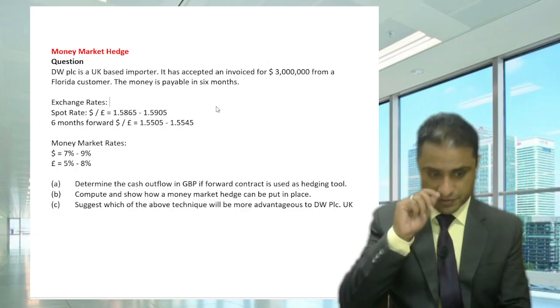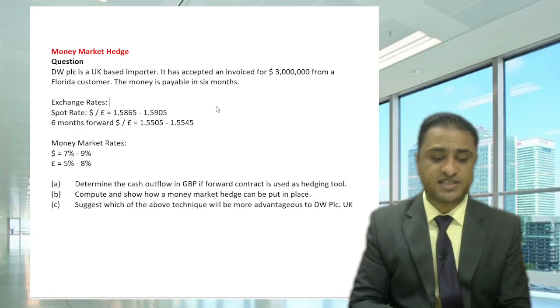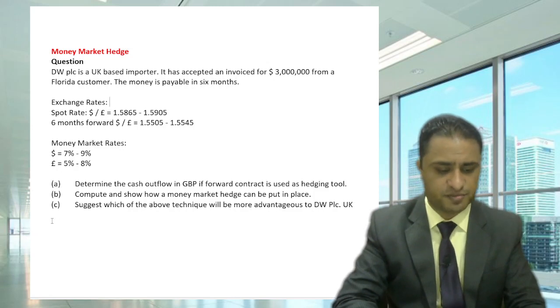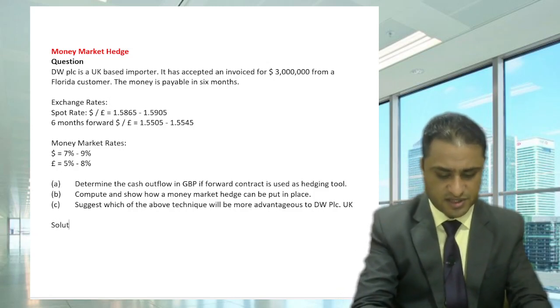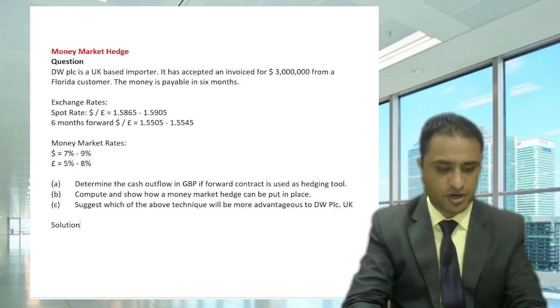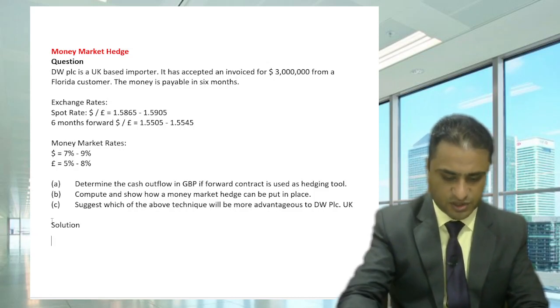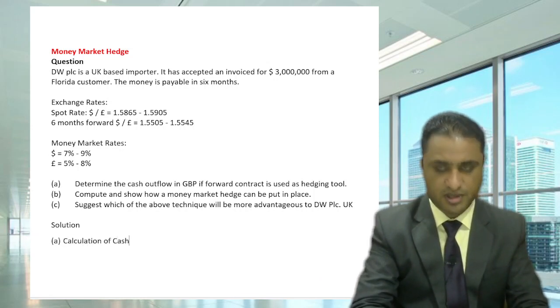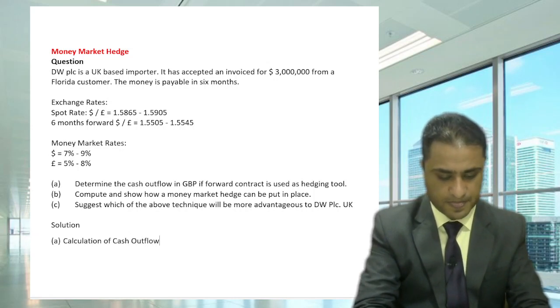Now, the first thing you have to do after reading this is determine the cash outflow in pounds if a forward contract is used as a hedging tool. Before we get into the money market hedge, let's first revise what we understood from the forward contract. So let's solve the first. We will call it calculation of cash outflow in pounds under forward contract.